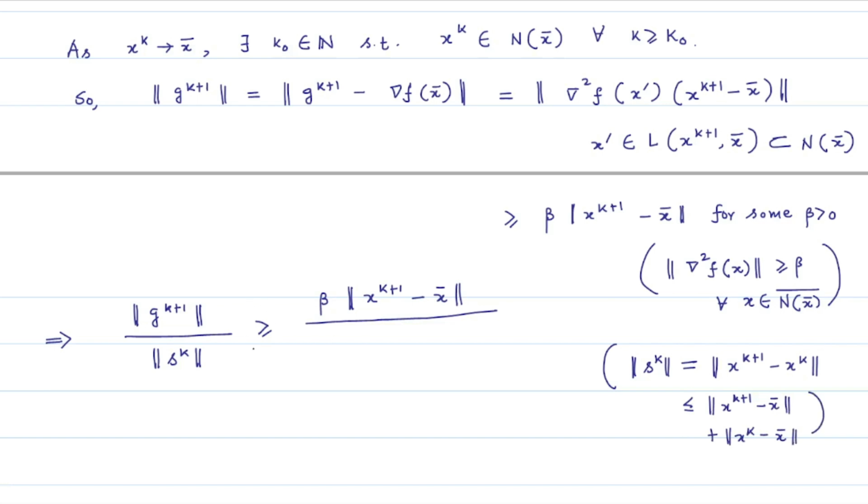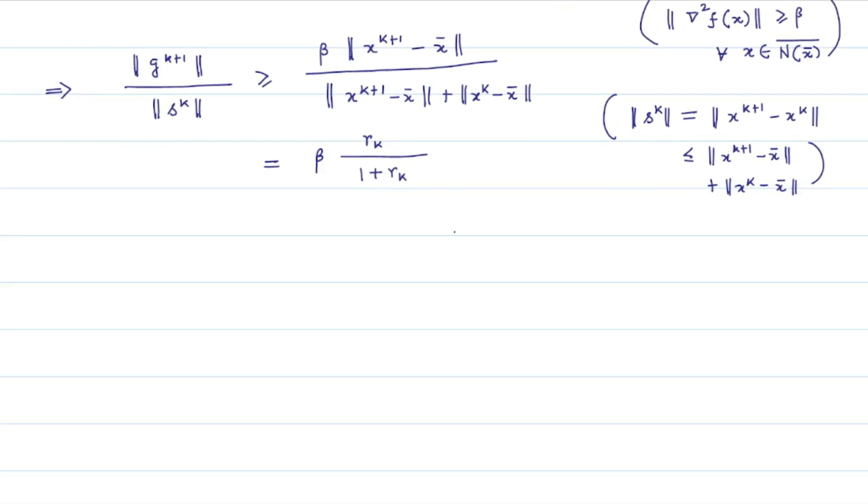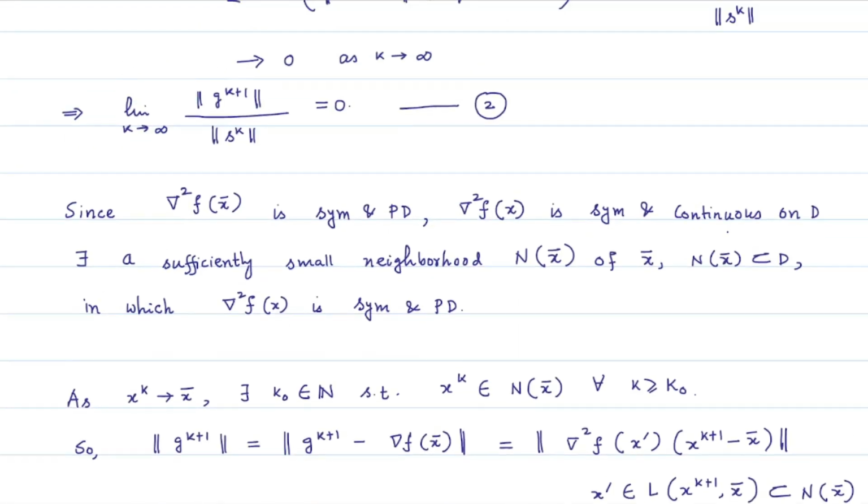And hence we will have here bigger than or equal to this quantity divided by norm of xk plus 1 minus x bar plus norm of xk minus x bar, which can be written as beta times rk divided by 1 plus rk, where this rk is a sequence of real numbers, the ratio of this norm and this norm for every k starting from 0, 1, 2 and so on. Now we refer to this equation as equation number 2.